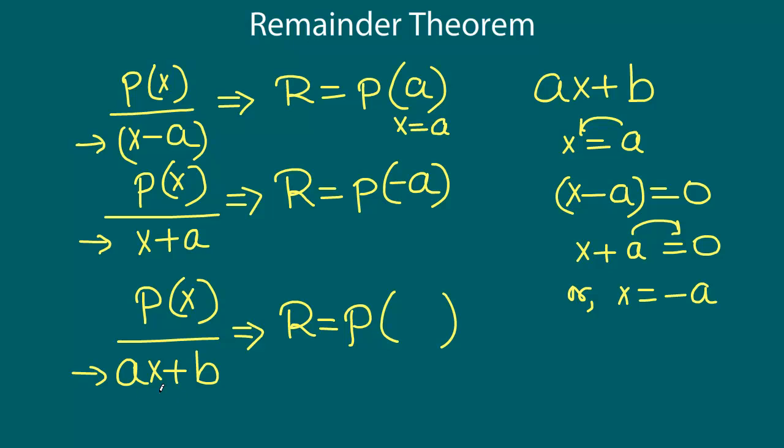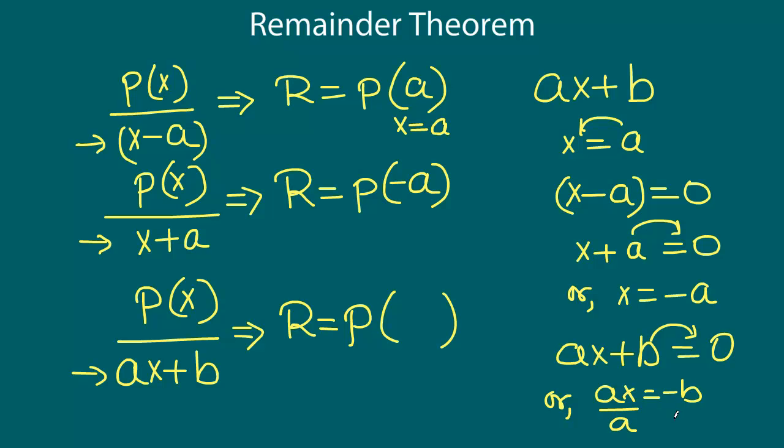So that means if we have it in this form, we will equate this to 0. Let's equate ax plus b equals 0 and find out x. In this case, b will go on the other side, so we will have ax equals minus b. We divide both sides by a. So the a cancels out here, and x is simply minus b by a. That means if we find out the value of the polynomial at minus b by a, that should give us the remainder when we divide p(x) by ax plus b.